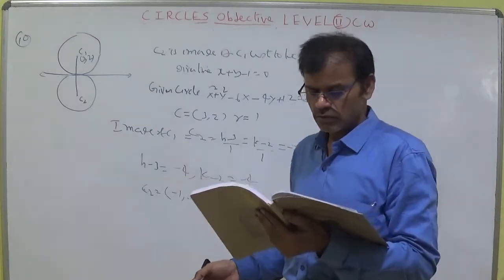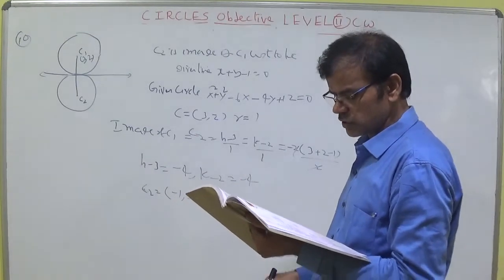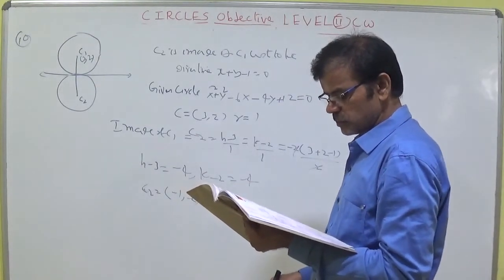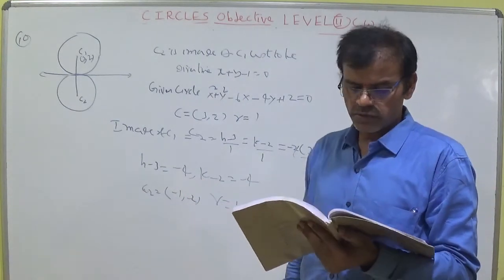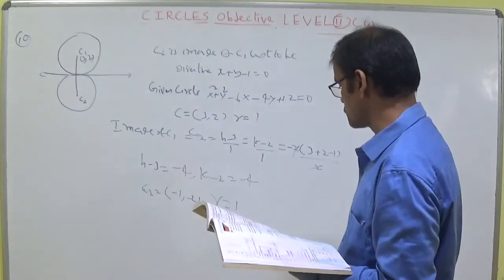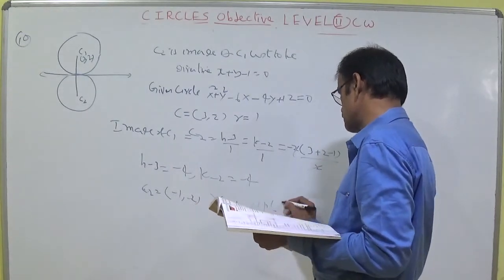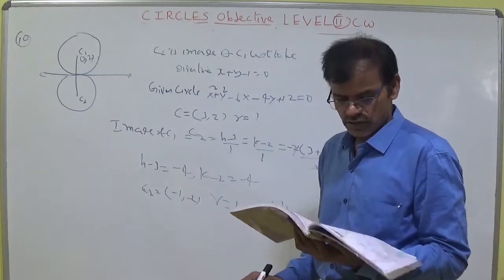Depends upon this one you calculate. Otherwise (-1, -2) is only in the first option. First option (-1, -2), the third option is there. For the first option, 1 plus 4 minus 4, 1 is the radius, so option 1 is the answer. Verification also is there. Option 1 is the answer.